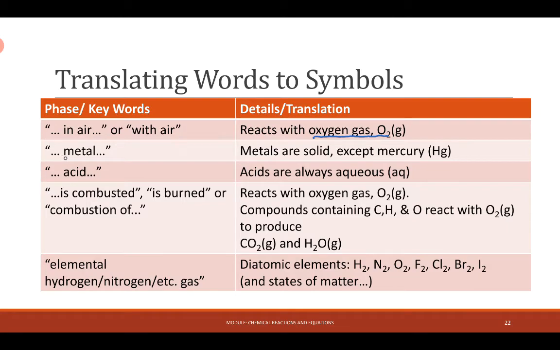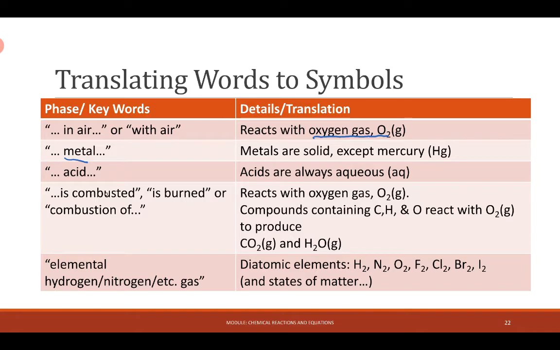If you see something like iron metal, then that's referring to the pure element. And all of the metals are solids. So that's telling you the state of matter, except for mercury. Mercury would be a liquid. If it says something like hydrochloric acid, acids are always going to be aqueous. So that's telling us our state of matter.